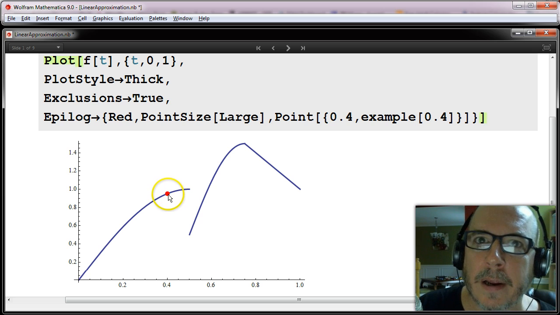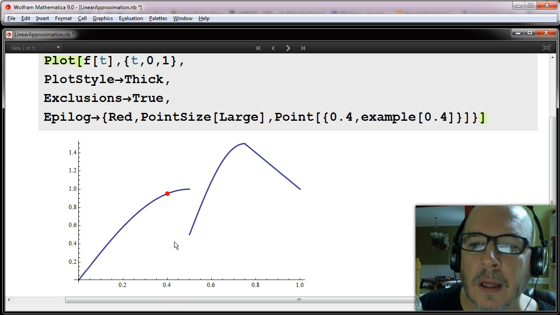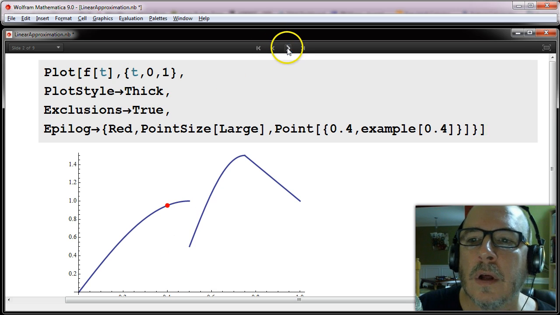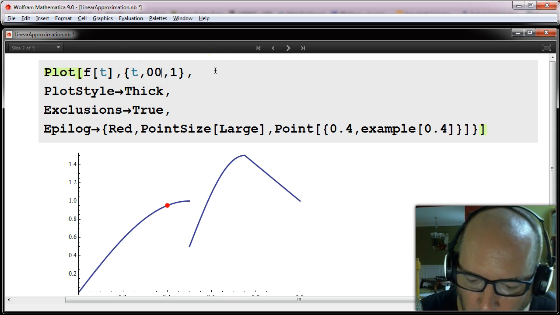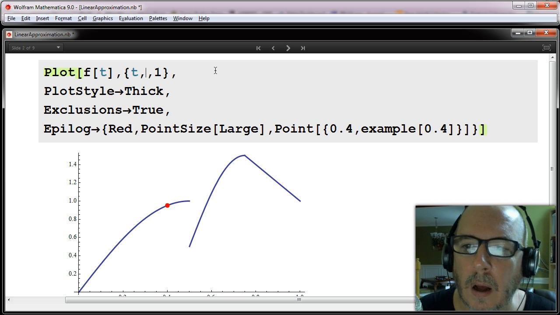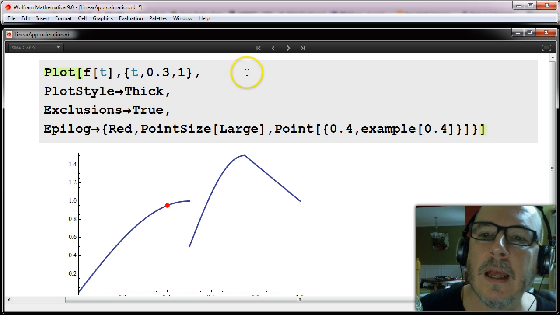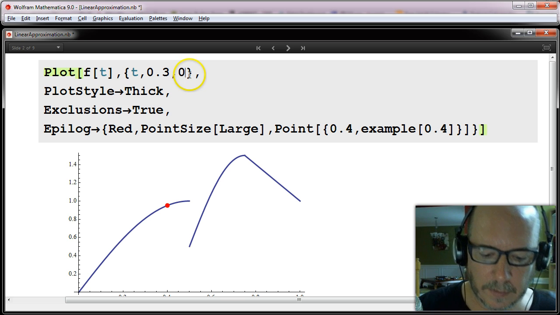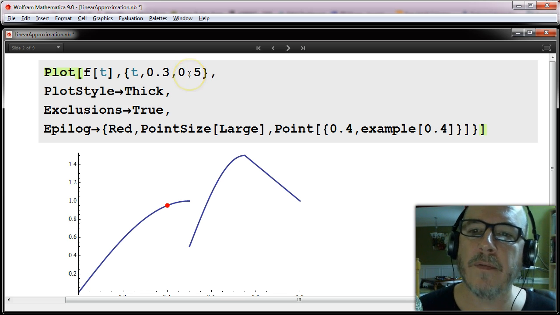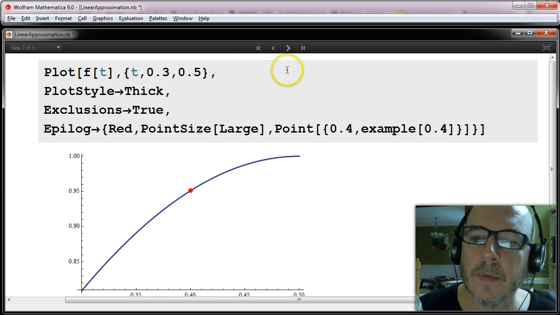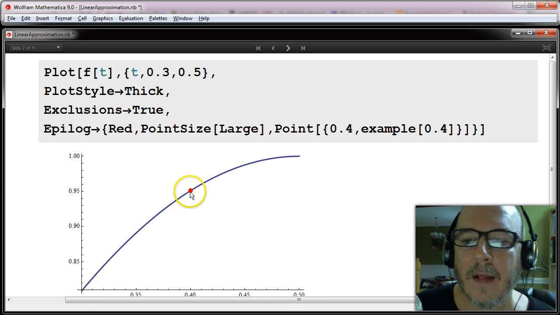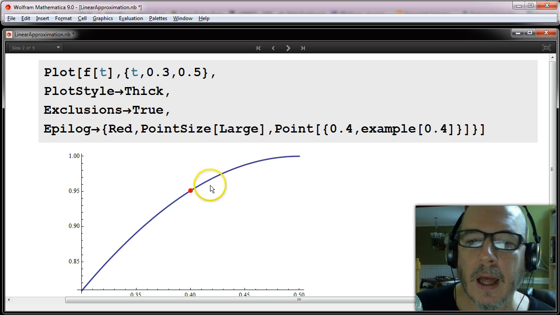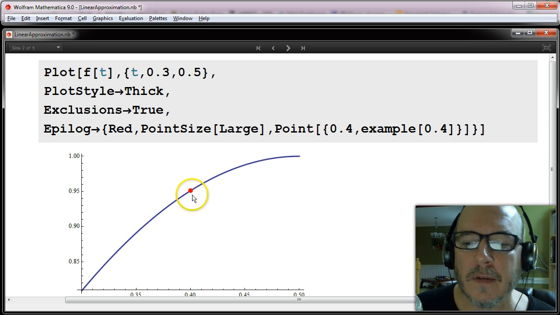So my big red dot right here is at 0.4, so I'd like to zoom in at 0.4. We've defined f, remember, and I'm going to zoom in here. So let's go from 0.3 to 0.5, okay? Move out of the way and zoom in. Now we're going from 0.3 to 0.5, and there's our red dot at 0.4, and it's a nice curve right here. Now, let's get much closer.